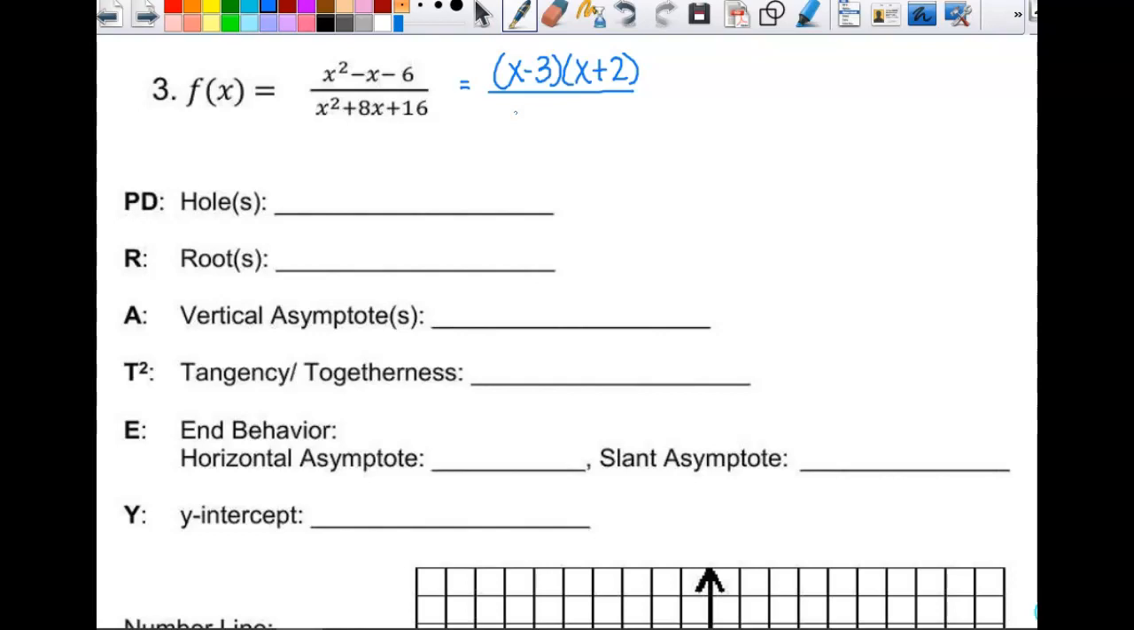But if you get it that way, then you need to make it into x plus 4 squared. So if you don't recognize that right off the bat to just put it in that form, that's fine. You might end up with x plus 4 times x plus 4, but then you've got to make it into squared, okay? Do I have any point discontinuity? No, so there's none here.